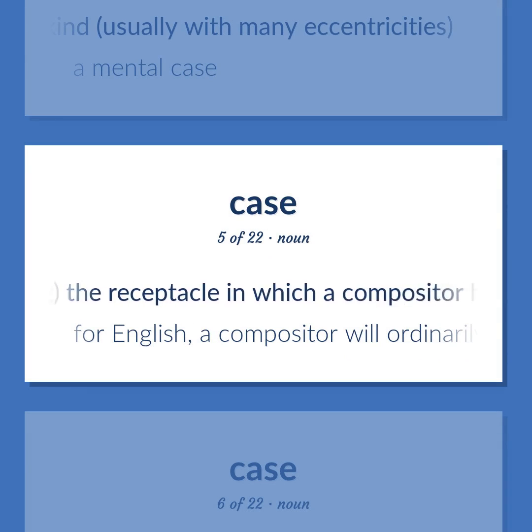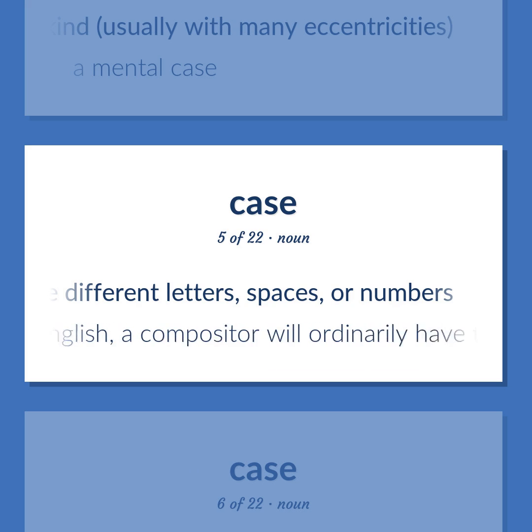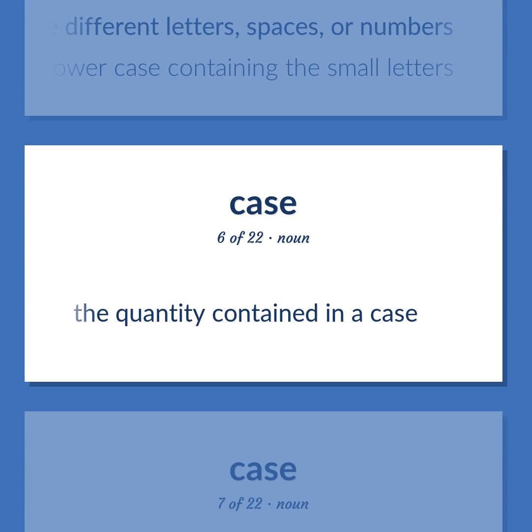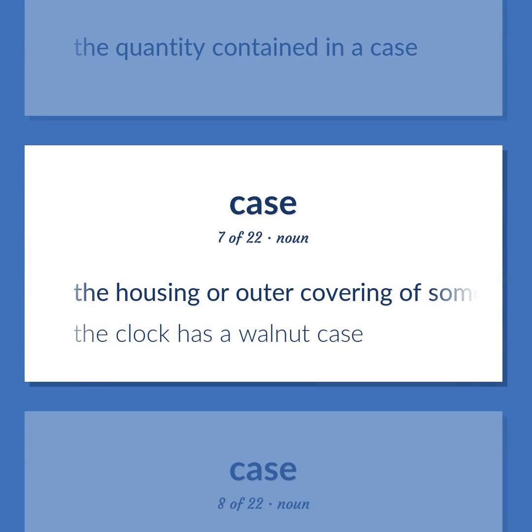Printing. The receptacle in which a compositor has his type, which is divided into compartments for the different letters, spaces, or numbers. For English, a compositor will ordinarily have two such cases, the uppercase containing the capitals and the lowercase containing the small letters. The quantity contained in a case. The housing or outer covering of something. The clock has a walnut case.